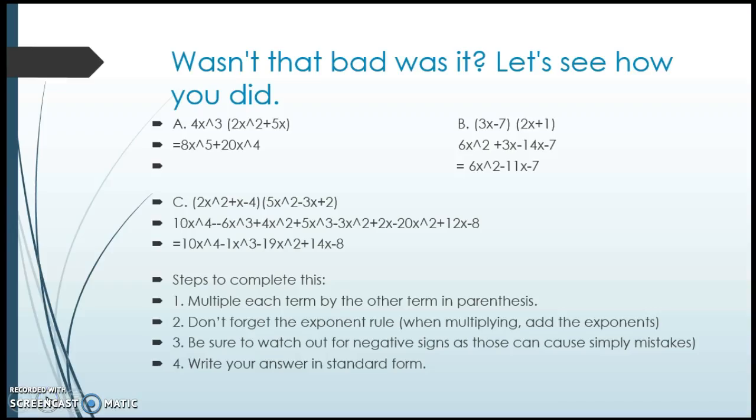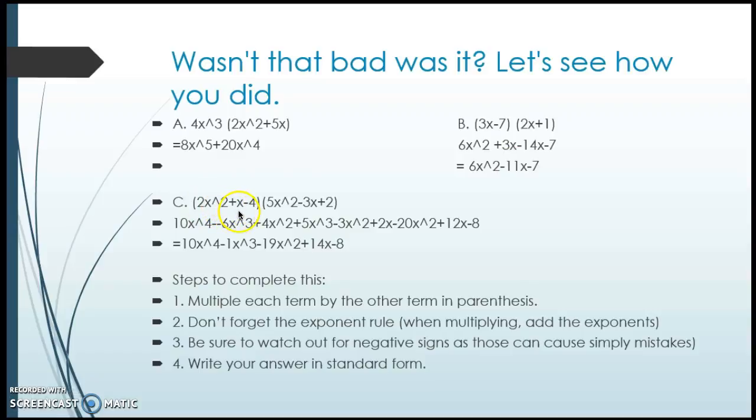Wasn't that bad, was it? Let's see how you did. 4x to the third multiplied by 2x squared plus 5x equals 8x to the fifth plus 20x to the fourth. 3x minus 7 multiplied by 2x plus 1. 6x squared plus 3x minus 14x minus 7. 6x squared minus 11x minus 7 is your answer.